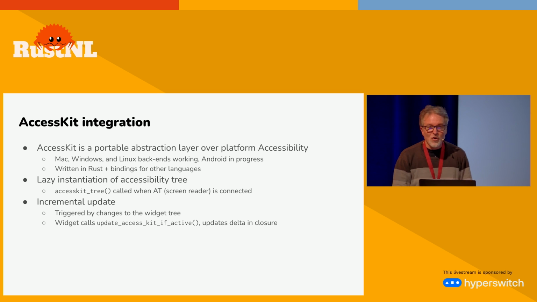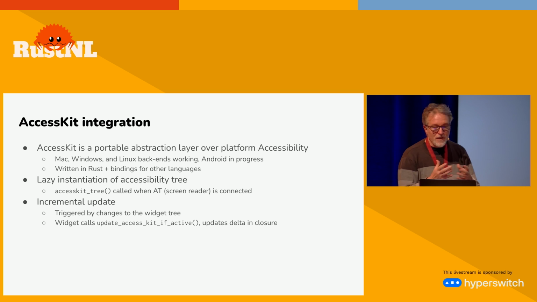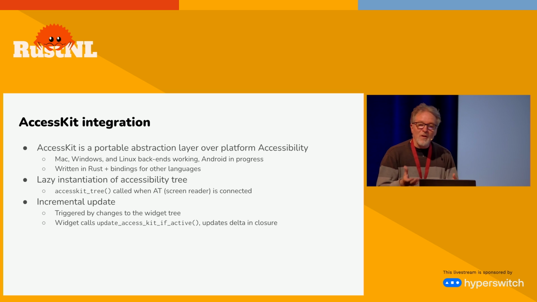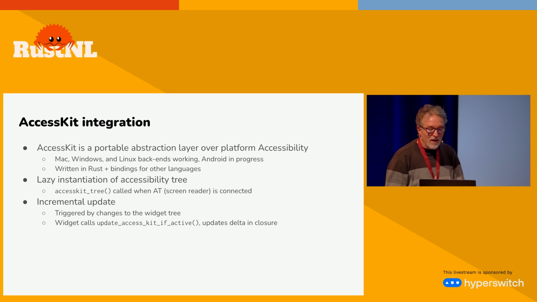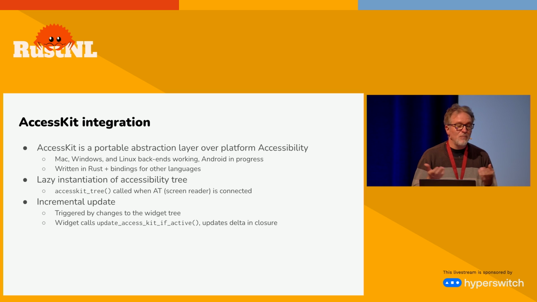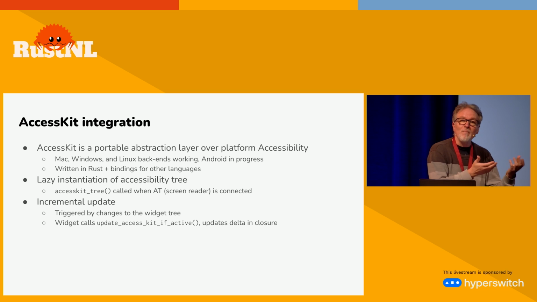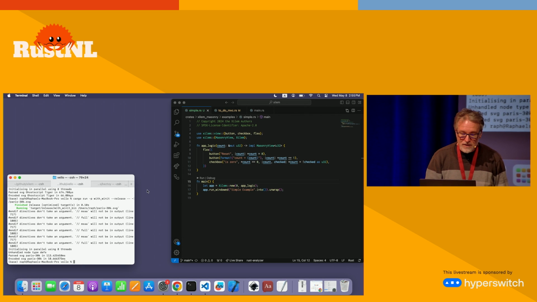Another major goal of our project is to support accessibility well out of the box. And so we're funding work on AccessKit, which is, I think, the Rust ecosystem crate for doing accessibility. It's a portable abstraction layer. Each platform has its own API for how it exposes accessibility. The Mac and Windows and, more recently, Linux backends are working pretty well. Android is in progress. That's one of our goals, to get that working. AccessKit is, of course, written in Rust, but there are bindings. We want to make that available for other languages. And there are some technical details I'll skip past and just go straight to the demo.